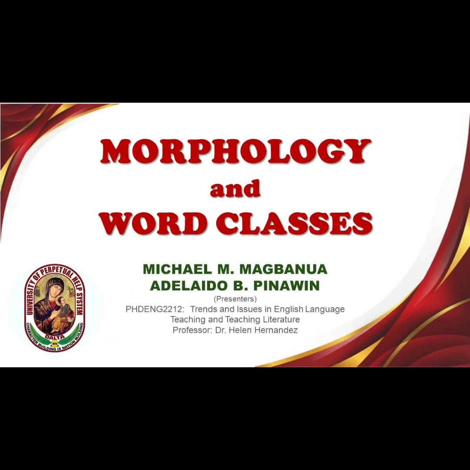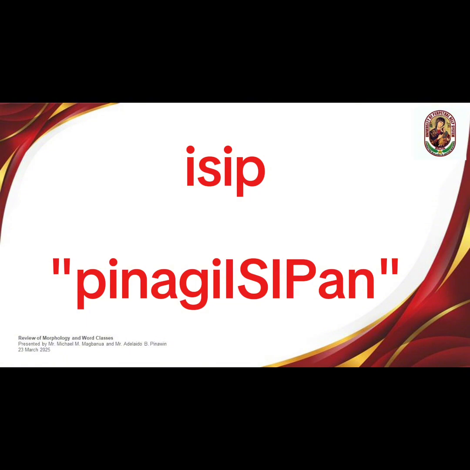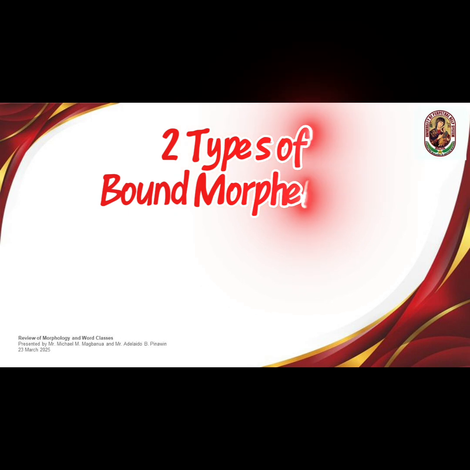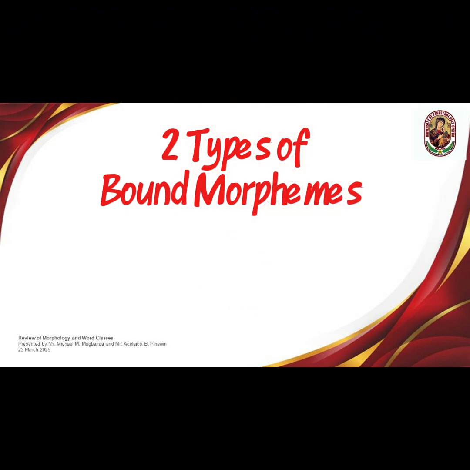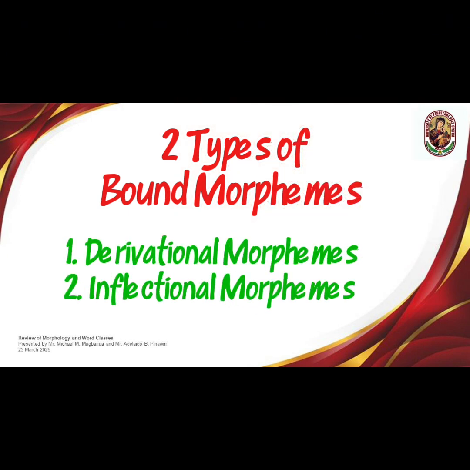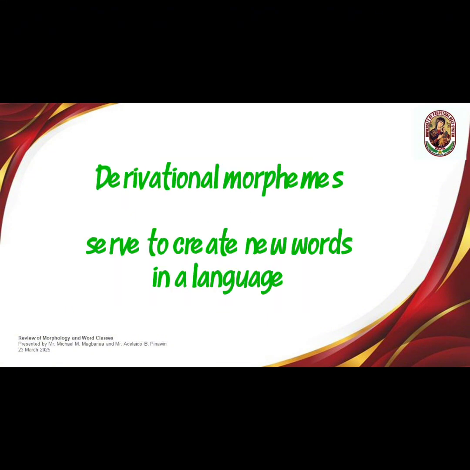But other languages use infixes and circumfixes, just like in Filipino, we have for the word isip, we can have like pinag-iisipan. So we have the circumfixes. So there are two types of bound morphemes. There are derivational morphemes and inflectional morphemes. Let's talk about each of these in turn.